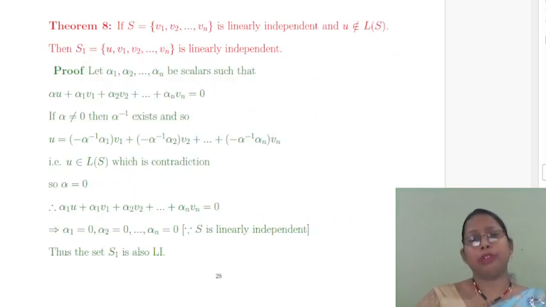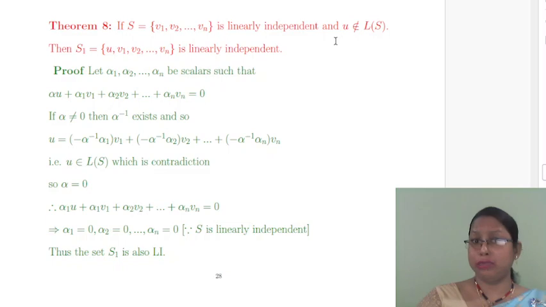Now come to theorem number 8. If S is b1, b2, dot bn and is linearly independent, and u does not belong to the linear span of this set S, then the set consisting of u and this set is linearly independent. Let alpha, alpha 1, alpha 2 be scalars such that alpha u plus alpha 1 b1 plus alpha 2 b2 plus dot alpha n bn is equal to 0.